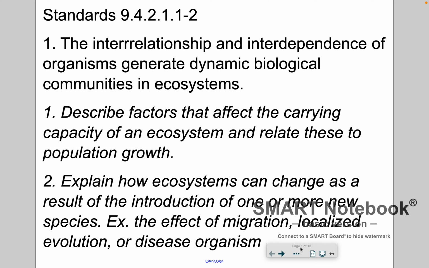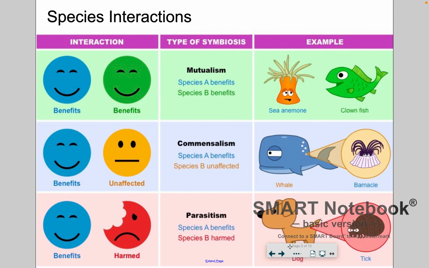Sure, I am actually going to cover these standards right here, standards 9.4 to 0.1.1-2, which is going to focus on ecosystems and energy. It's almost like a mini ecology unit with some population dynamics thrown into it. So let's get to it here.